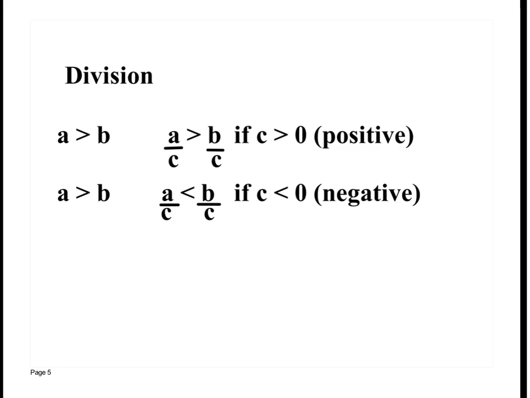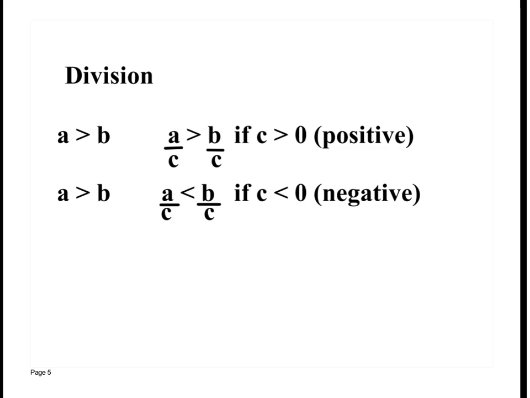Write this down. This is the rule for division. With division, let's say A is greater than B. When we divide both by C, if C is positive, then my sign does not change. A divided by C is still larger than B divided by C. However, you have A is greater than B. When you divide by a negative number, let's say C is negative, you have to change your sign for it to stay true.